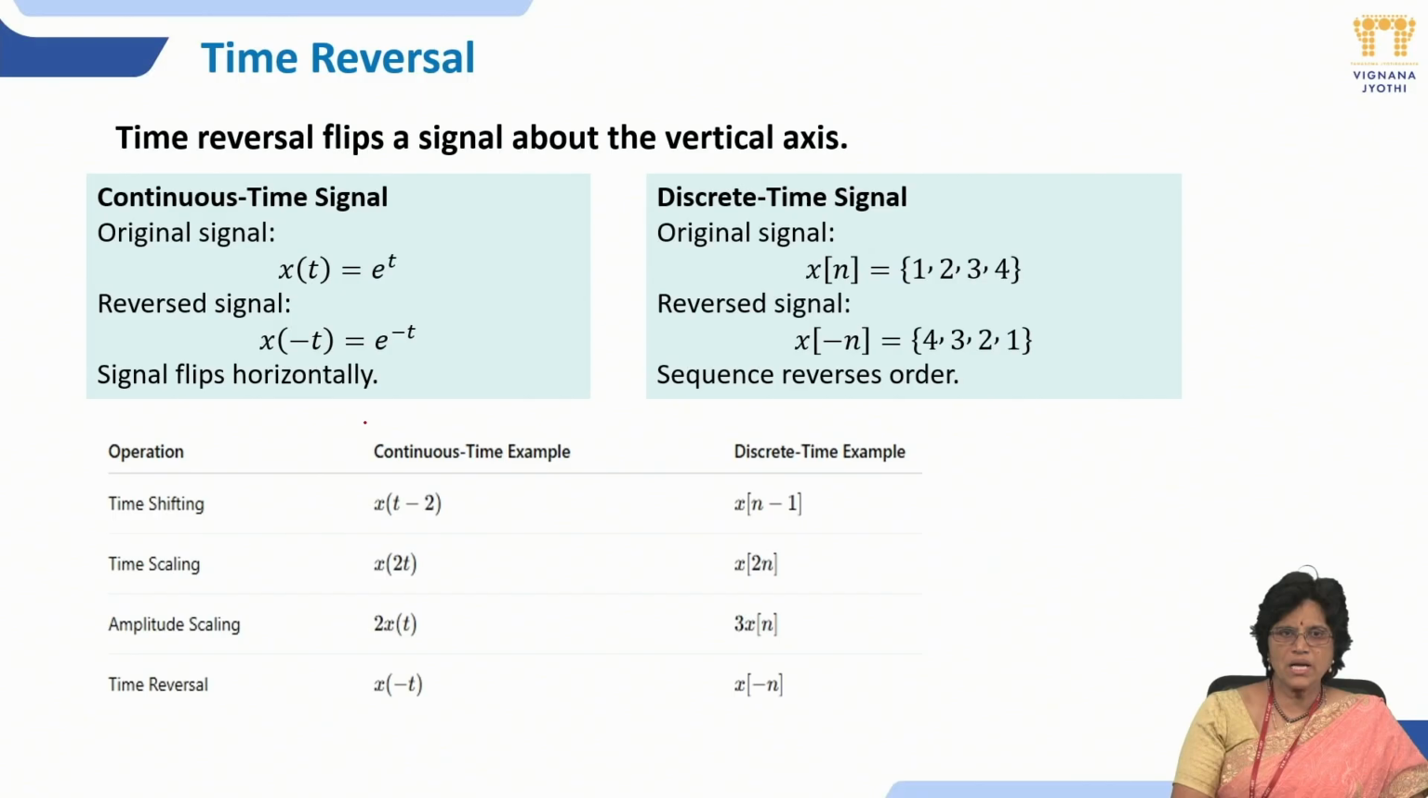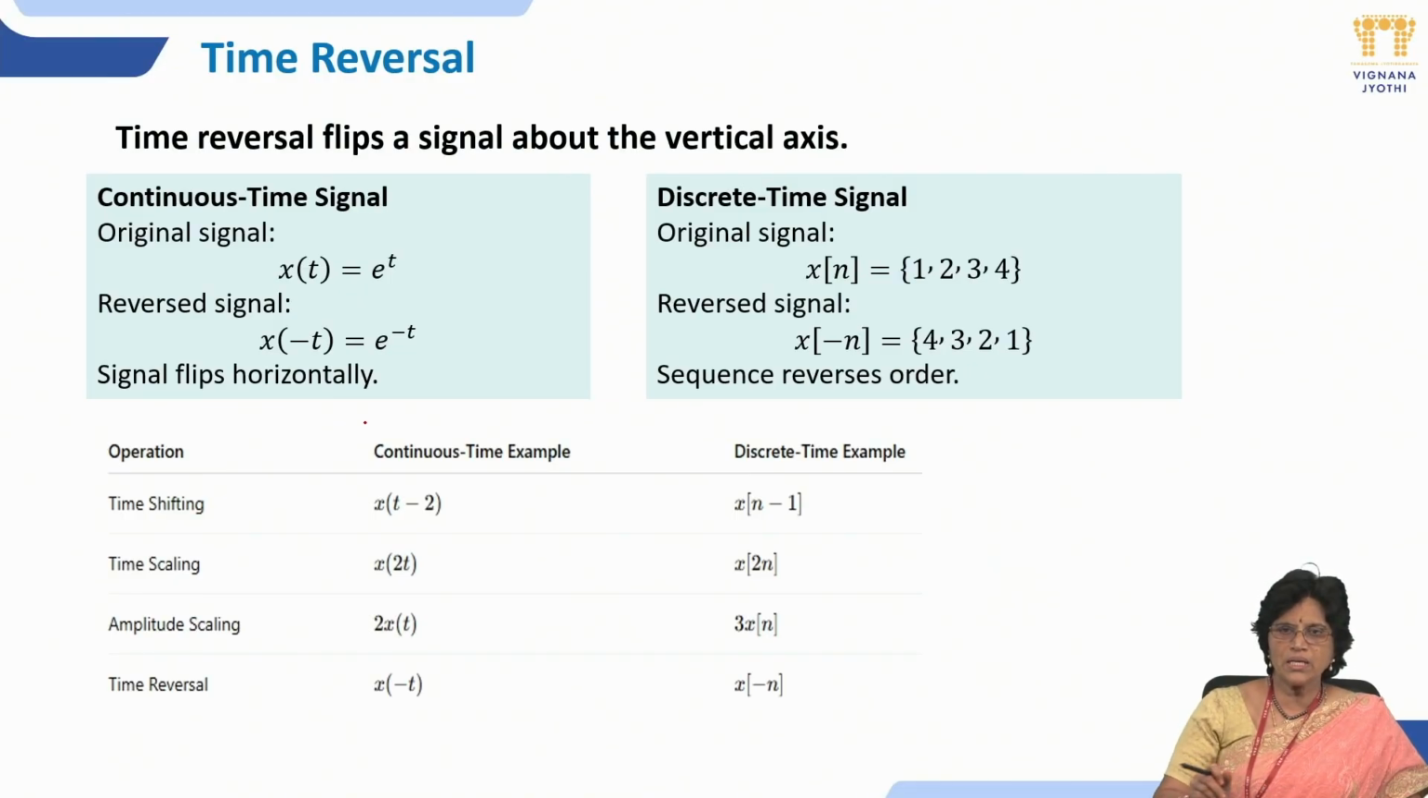Okay, next one is time reversal. I already explained this concept when discussing how we shift a time reversed signal. Time reversal is nothing but replacing t by minus t. Such signals we call time reversed. Time reversal flips a signal about the vertical axis, the y-axis. Whatever sample you have at 0, the same sample is retained. All other samples will flip.